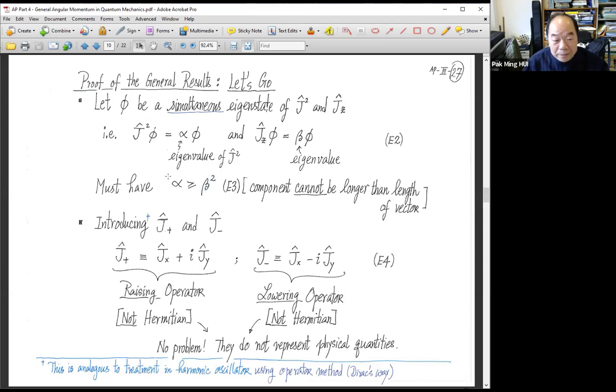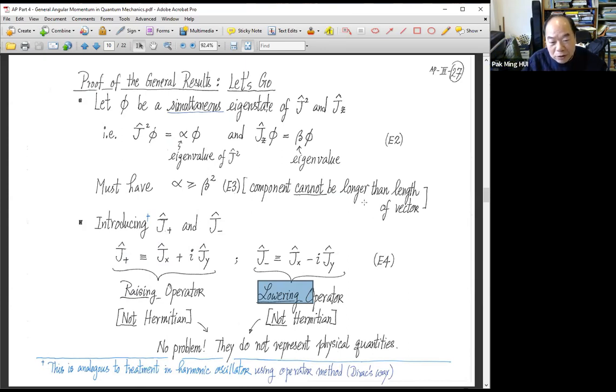We will use this later. Then we define two operators from Jx and Jy, which is Jx plus iJy. We call it J plus. Later on, you will see that it has the function of raising the Z eigenvalue. And another one with minus in between, we call it the lowering operator, the function of which is to lower beta by h bar, all right?